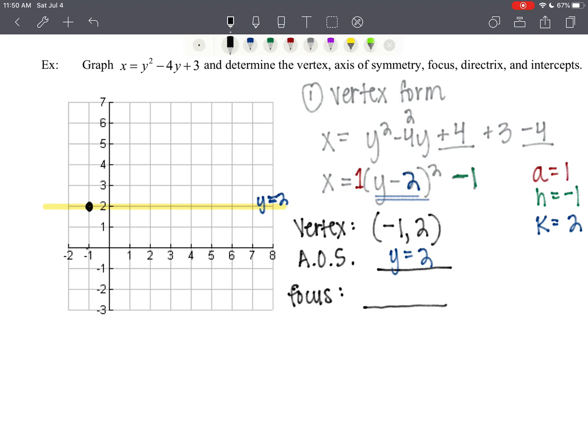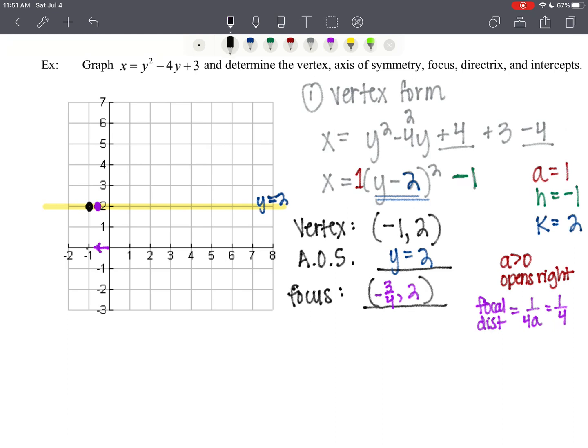Next is our focus. Where is the focus? What's the ordered pair for the focus? Well, the focus is going to be sitting on that axis of symmetry, and it's going to be a certain distance away from the vertex. Because a is positive, a is greater than 0, we're opening to the right. So that means that the focus is going to be sitting to the right of the vertex. Focal distance is equal to 1 over 4a, and in this case a is 1, so it's just 1 over 4. So we're going to move 1/4 to the right. So the focus is going to be left negative, or left 0.75, so that would be -3/4, and then it's going to go up 2.